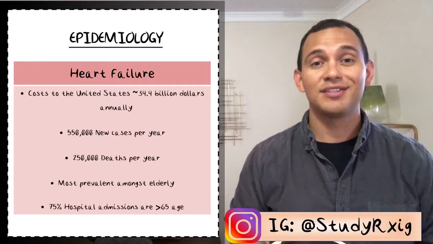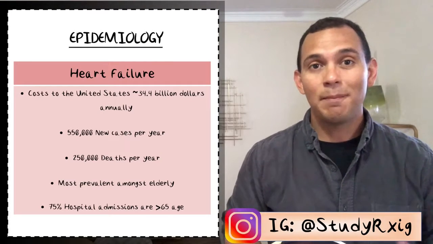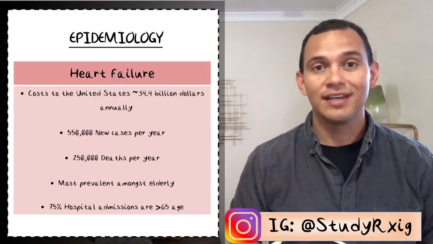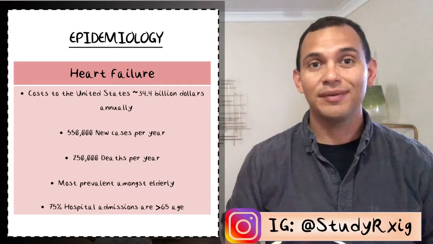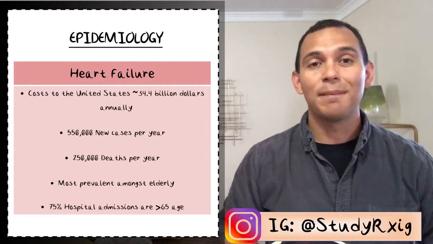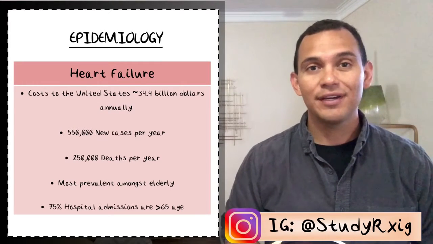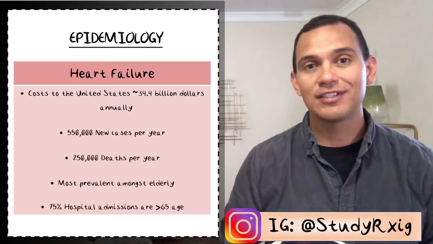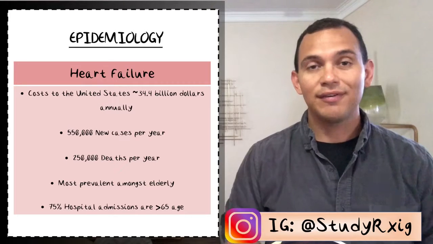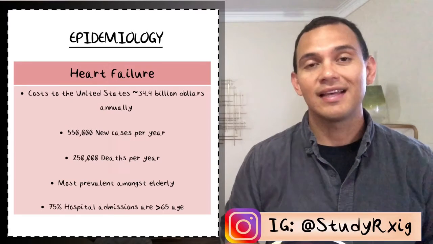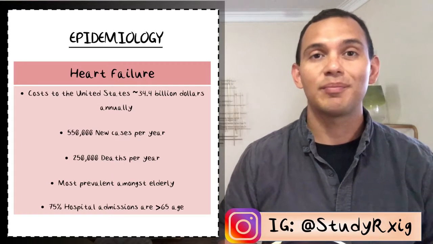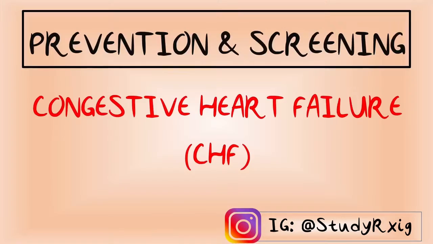Next is epidemiology. This is where we study and analyze patterns, causes, and effects of health and disease conditions in certain populations. Heart failure instances cost the United States roughly $34.4 billion annually. Every year, there are 550,000 new cases and over 250,000 deaths. Cases of heart failure are the most prevalent amongst the elderly. 75% of the hospital admissions for heart failure are for patients over the age of 65.